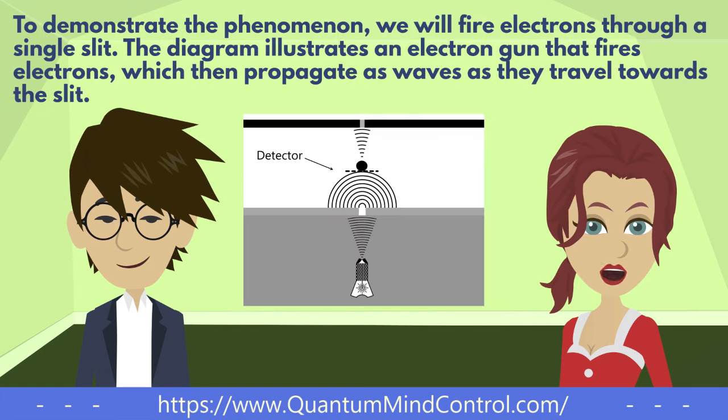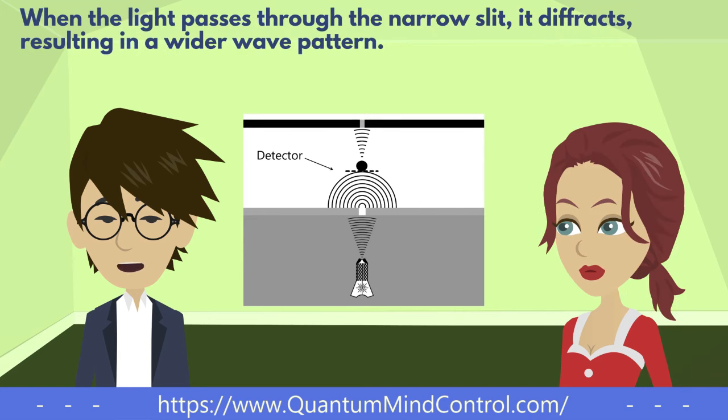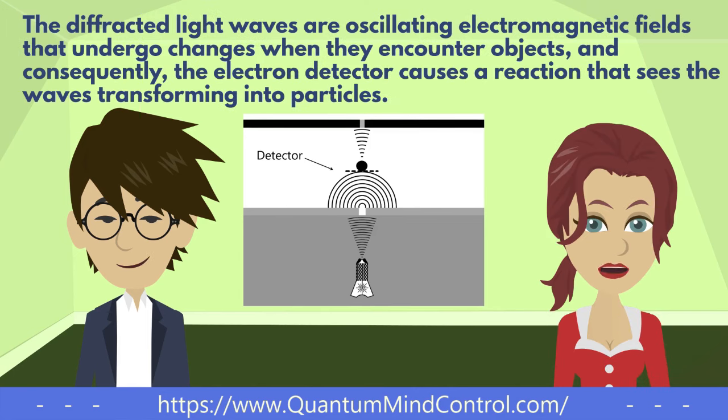To demonstrate the phenomenon, we will fire electrons through a single slit. The diagram illustrates an electron gun that fires electrons, which then propagate as waves, as they travel towards the slit. When the light passes through the narrow slit, it diffracts, resulting in a wider wave pattern. The diffracted light waves are oscillating electromagnetic fields that undergo changes when they encounter objects, and consequently, the electron detector causes a reaction that sees the waves transforming into particles.